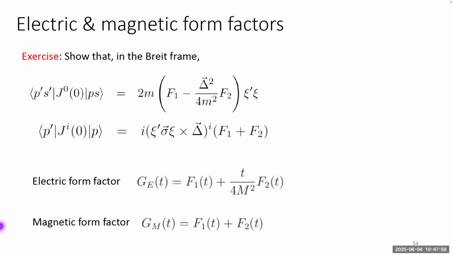Now, if you look at the spatial components of this electromagnetic current, then you have a different combination of F1 and F2. It's just a sum of them. And this is called the magnetic form factor, which is usually written as GM of the momentum transfer t. So these two definitions are tied to the Breit frame.